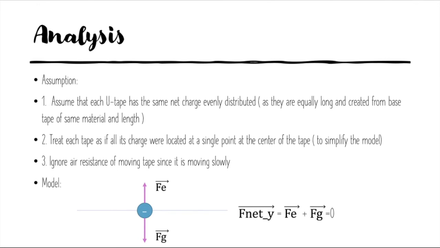Here are the assumptions of my analysis. Firstly, assume that each U-tape has the same net charge evenly distributed, as they are equally long and created from the base tape of the same material and length. Secondly, treat each tape as if all its charge were located at a single point at the center of the tape to simplify this model. Thirdly, ignore air resistance of the moving tape since it is moving really slowly.